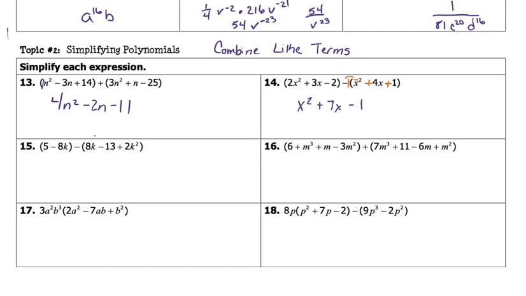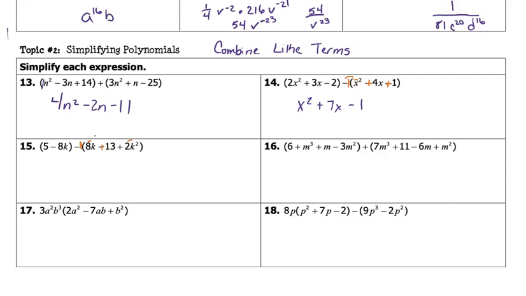Okay, again, number 15 is subtraction. So this subtraction means I have a negative 1 that needs to be distributed all the way through the second problem here. So this becomes negative 8. This becomes a positive 13 and a negative 2k squared. And then we're going to combine like terms.